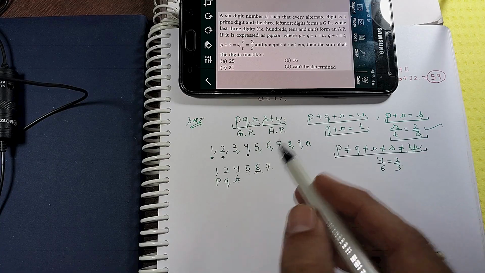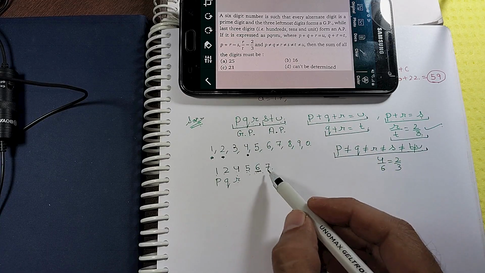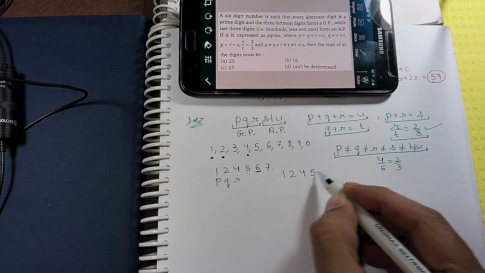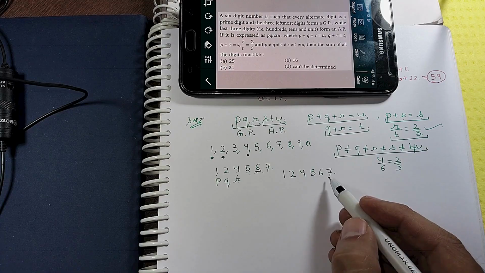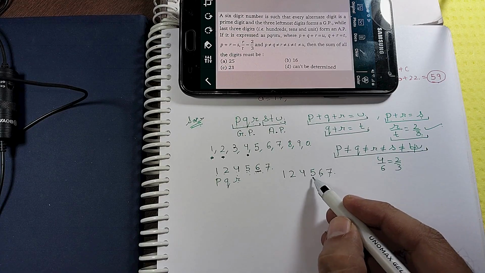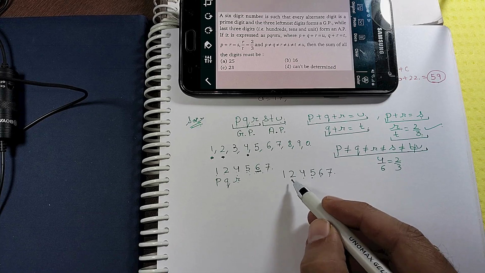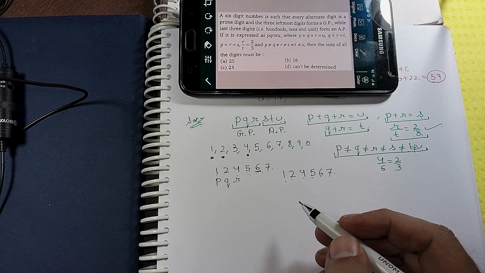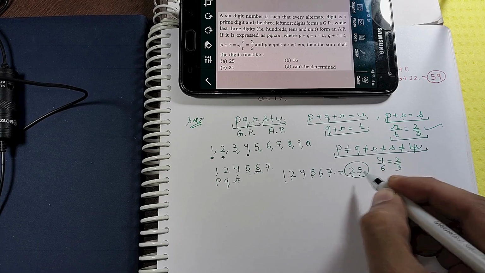So now we need to find the sum of all digits. The number will be 1, 2, 4, 5, 6, 7. So the sum of digits: 7, 6, 13, 15, 13, 5, 18, 22, 24 and 25. So the sum of digits is 25. So the right option is option number A.